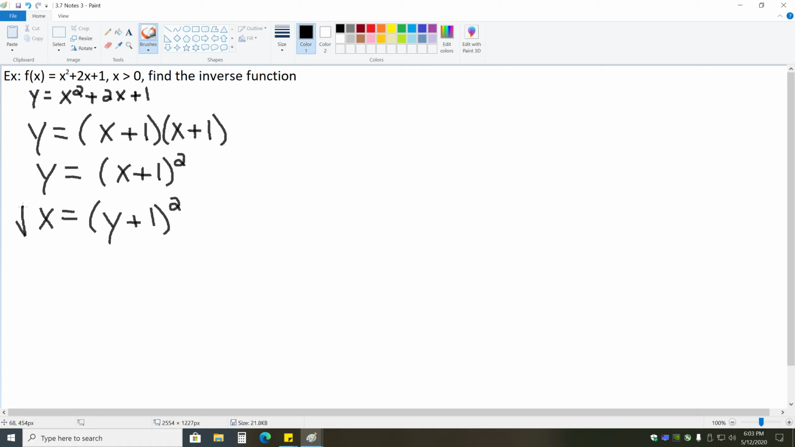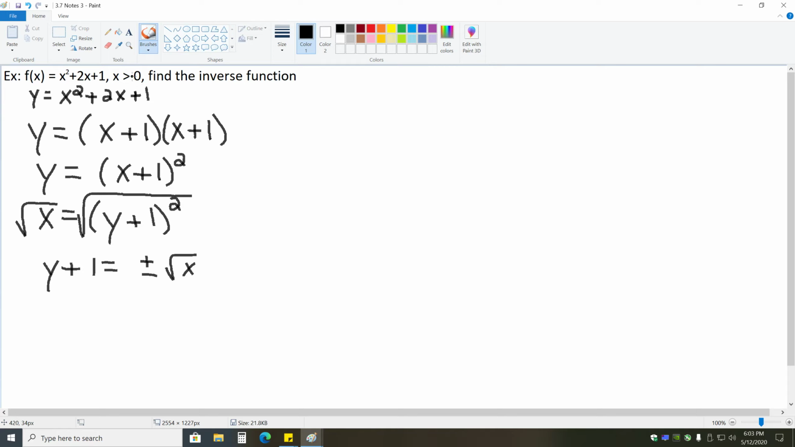When we take the square root of each side, as we did in that previous problem, we would end up with y plus 1 equals plus or minus the square root of x. But there's a nice catch to this problem. The domain, right up here, x is greater than 0.